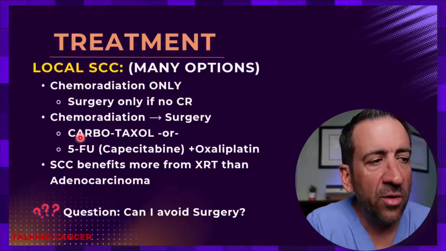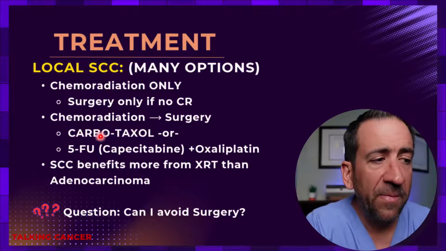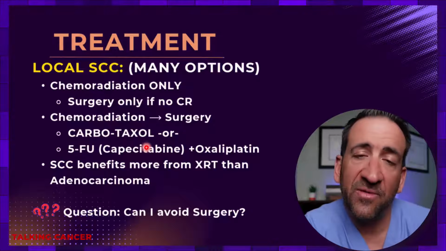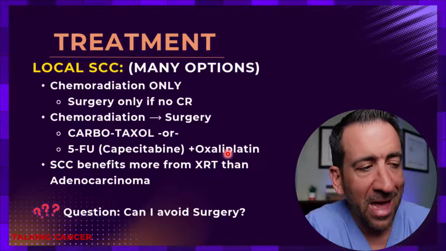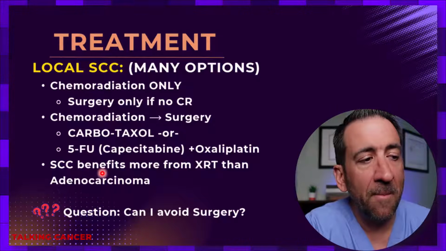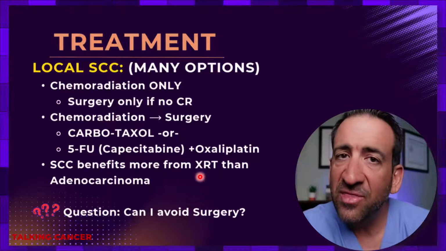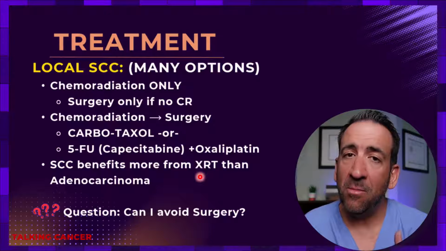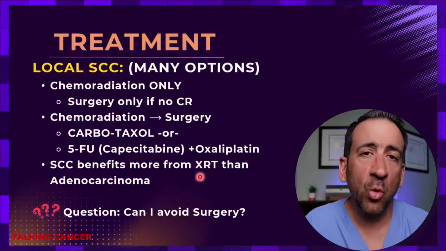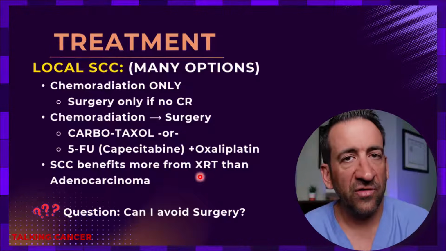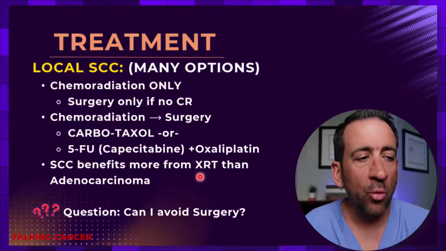And again, as before, the chemotherapy that we tend to use with chemo and radiation for esophageal is carboplatin and Taxol, which we discussed on the last slide, as well as 5-FU or capecitabine together with oxaliplatin. Now, as a general rule, just know that squamous cell carcinoma benefits more from radiation than adenocarcinoma. So remember, adenocarcinoma benefits more from surgery, whereas squamous cell carcinoma tends to benefit more from radiation than adenocarcinoma does. Okay, these are just some general rules that we go over.